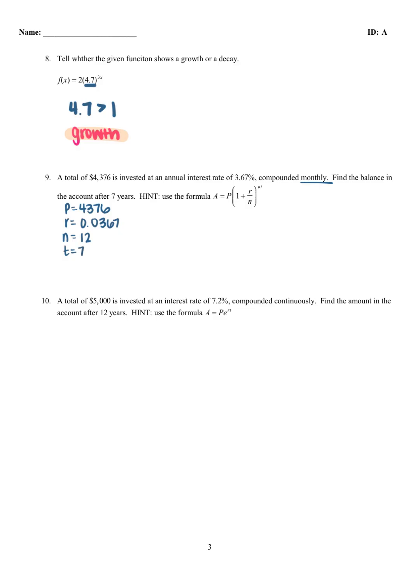So we're going to plug this all in. So you're going to use A of T is equal to 4376 times 1 plus 0.0367 over 12 to the power of 12 times 7. You plug this all into your calculator. Yes, you will need a calculator for your exam, and you should get 5,655.58.